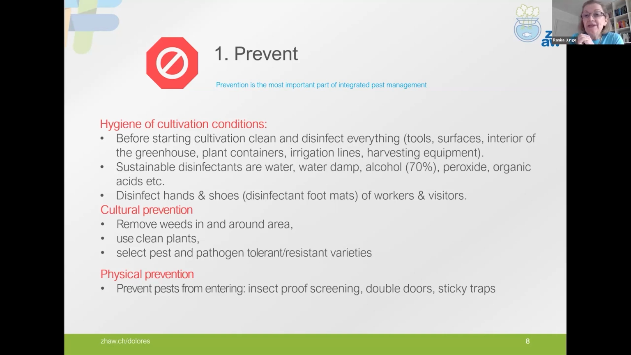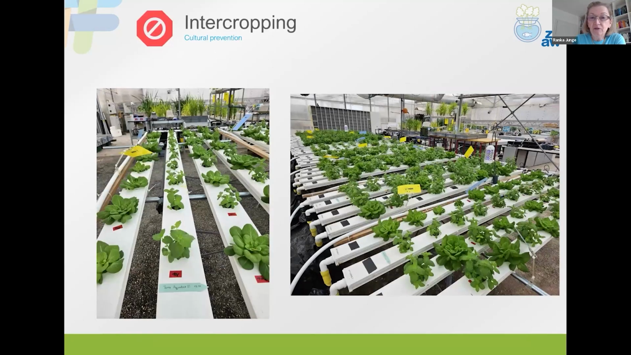Cultural prevention is to remove the weeds in and around the area where you are cultivating your plants, use clean plants, and select pest and pathogen resistant varieties. Other cultural prevention includes crop rotation, not always the same crop at the same place, and polyculture, or any type of polyculture like intercropping. And then there is physical prevention: prevent pests from entering the greenhouse. You can't prevent pests from entering an open field, but you can prevent entering the greenhouse. But intercropping you can have in field, but also in greenhouse. Here you can see an example of this cultural prevention, intercropping of lettuce with some basil and with other herbs, with mint.